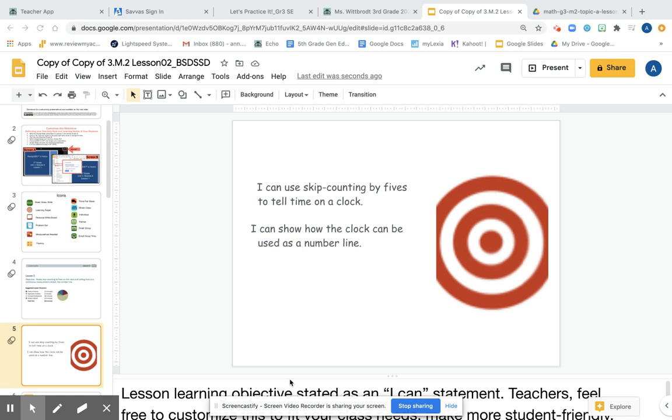Good morning, everybody. We are going to do a little bit of a redo with lesson 2. So our 2 I can statements of today is I can use skip counting by 5s to tell time on a clock. So prepare to do a lot of skip counting with me today. And the second one is I can show how the clock can be used as a number line.